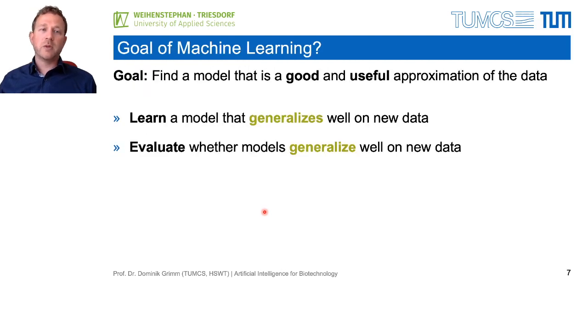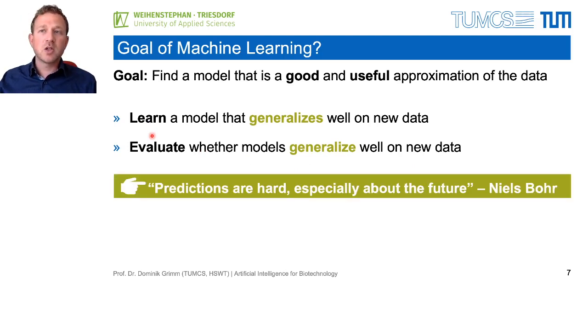So what's the goal now of machine learning? The goal is that we like to find a model that is a good and useful approximation of our data. And the sub-goals are that we like to learn a model that generalizes well on new data, and we have to evaluate whether the model generalizes well on new data. Why do we have to do both, the learning and the evaluation? Because predictions are hard, especially about the future. That was already a sentence which Niels Bohr said.